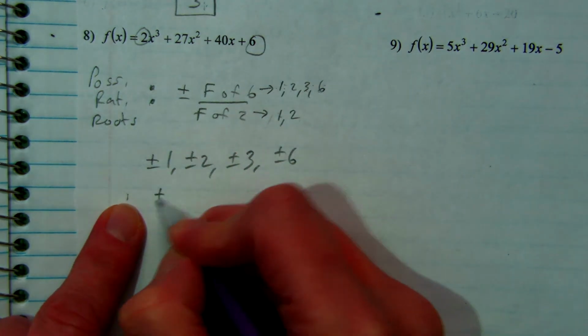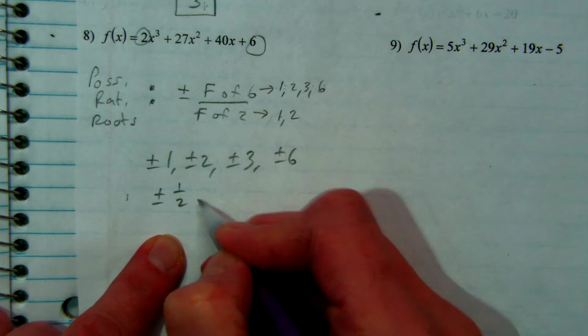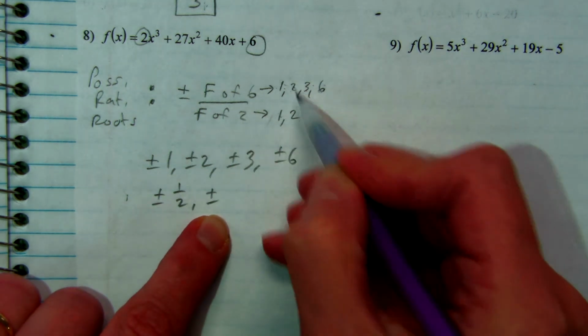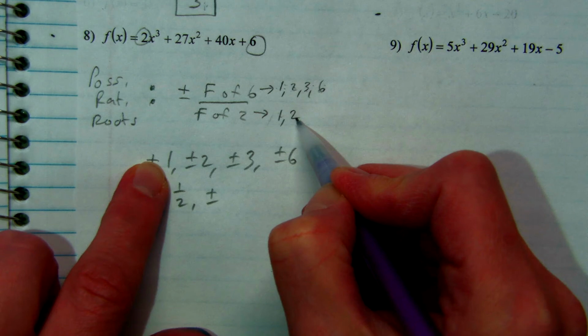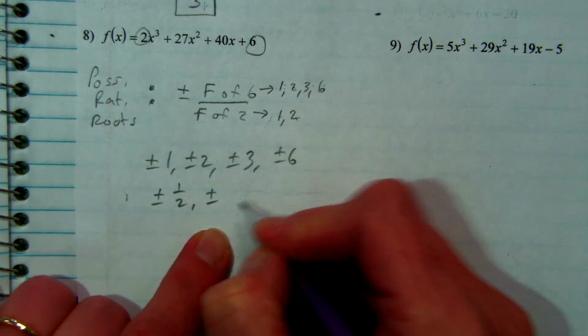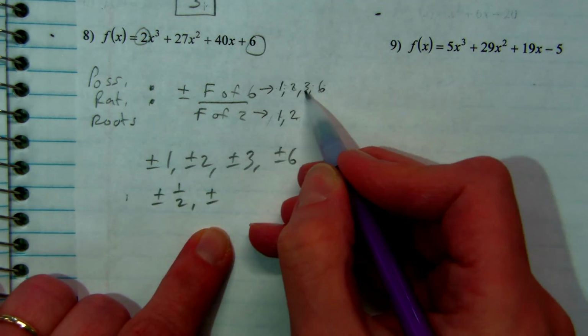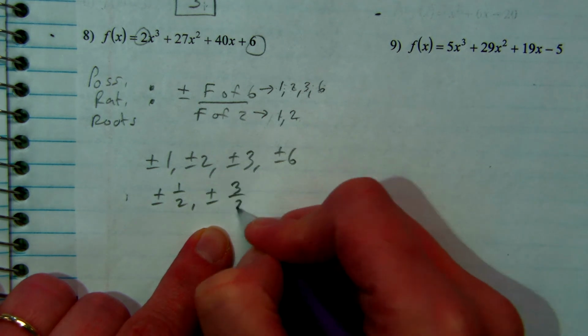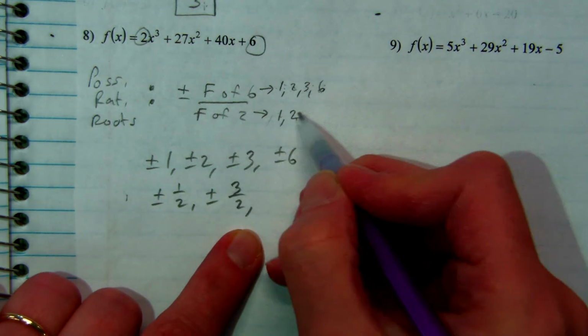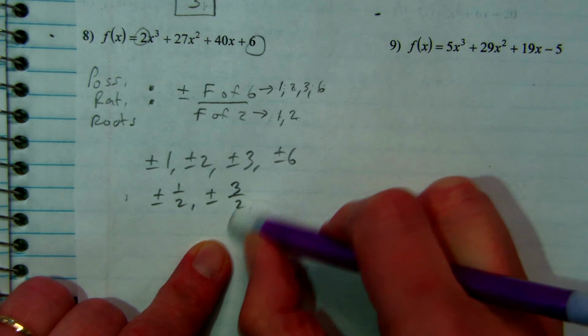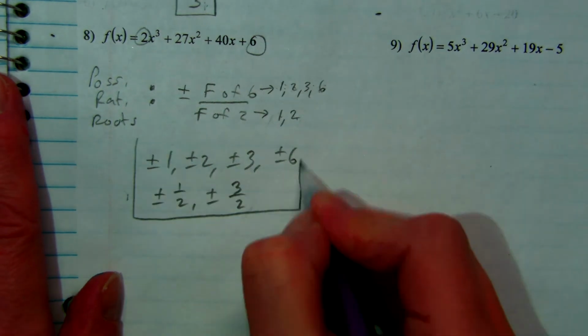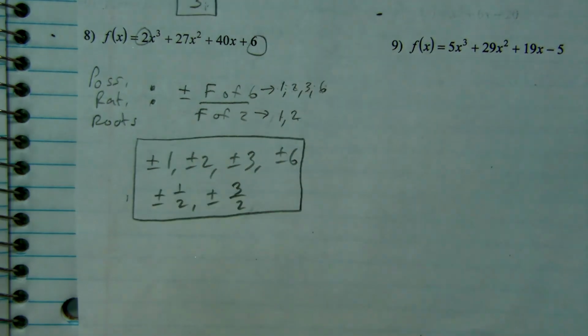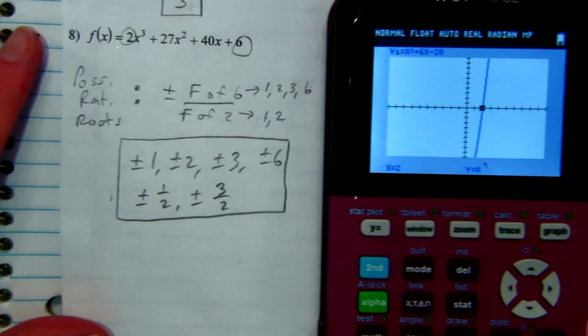So I'm going to have plus or minus 1 over 2. And then I do plus or minus 2 over 2, but isn't that 1? So I can skip that one. And then plus or minus 3 over 2 I don't have. And then plus or minus 6 over 2 would be 3. So this is all of my possible rational roots, possible answers to this equation that don't have i's in them or radicals. And so we're going to graph it and just see.